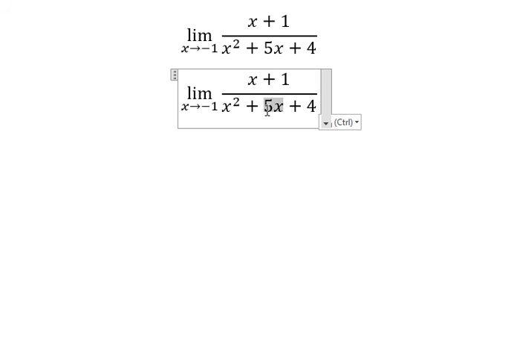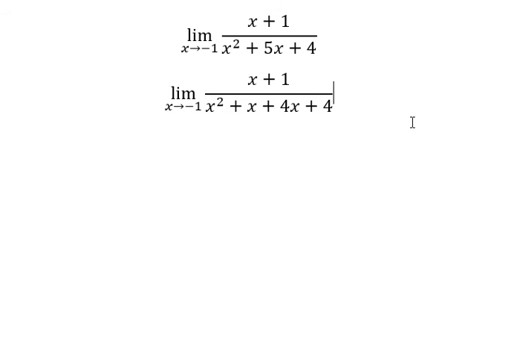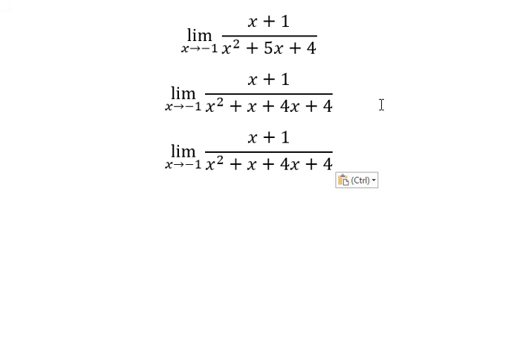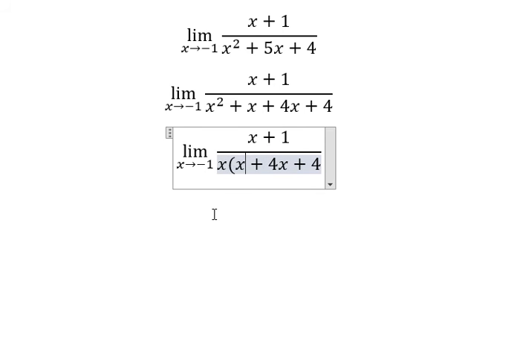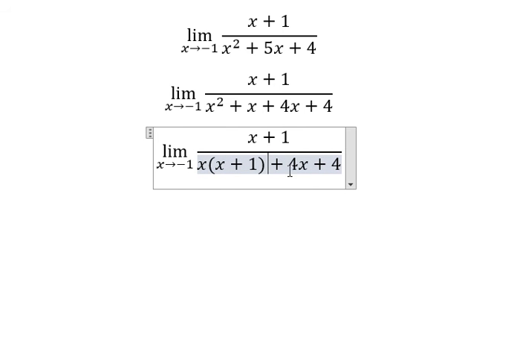About 5x, we can put it into x plus 4x because I want to create a factorization. We can do the factorization in here. So that's x. So we have x multiplied by x plus 1. We have 4 and 4. We can do another factorization.